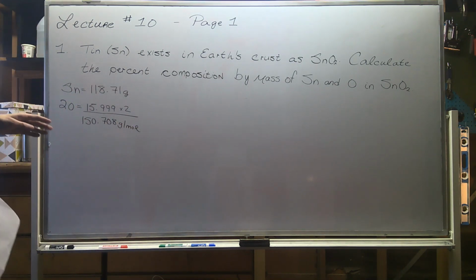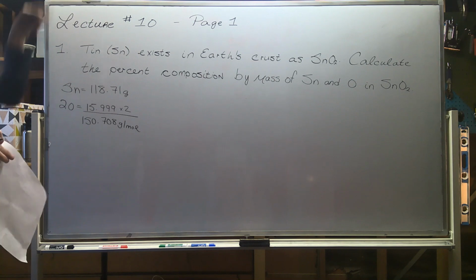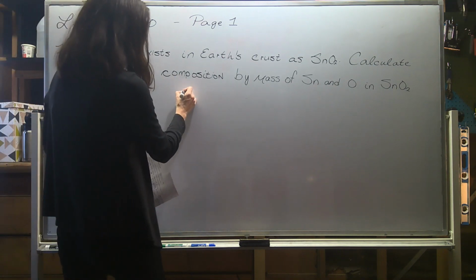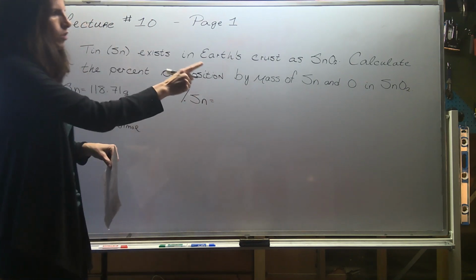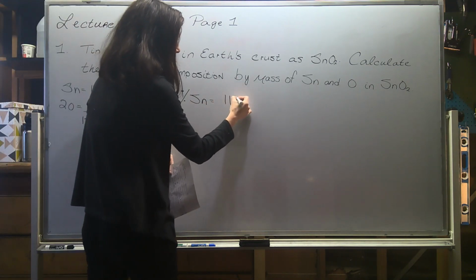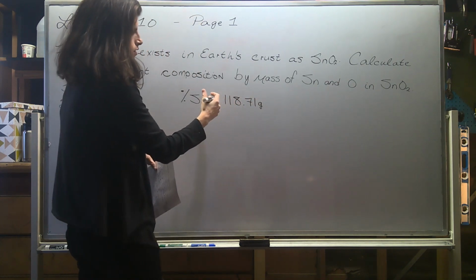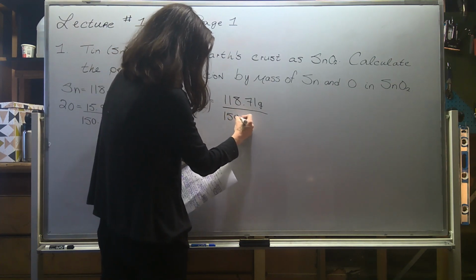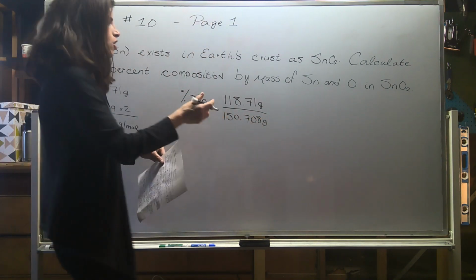So if all we're given is a formula, we calculate the molar mass first, and then we're going to use the formula that's on the top of the page. So part over whole, that's going to be a common theme. So if we're doing the percent of tin, there's only 1 atom of tin or 1 mole of tin in the tin oxide. So we're going to do 118.71 grams, which is just tin, divided by the whole thing, the molar mass that we just got, the 150.708 grams. And then we're going to multiply by 100 because it's a percent.